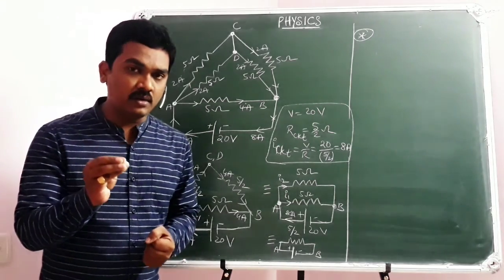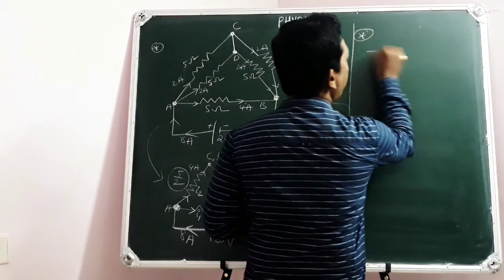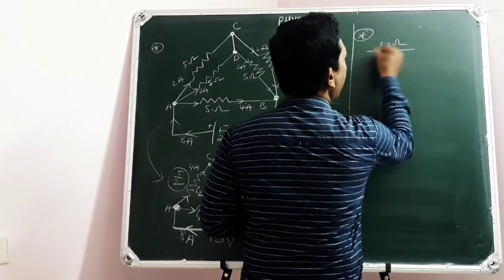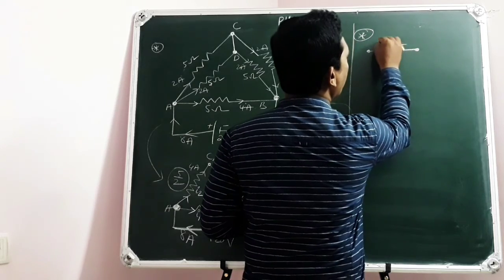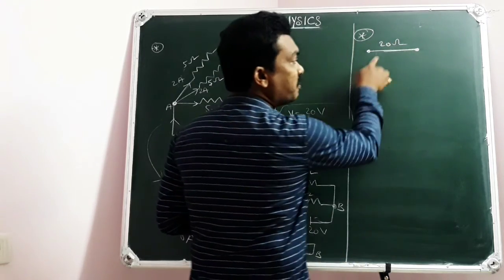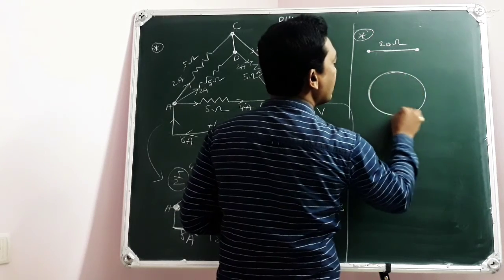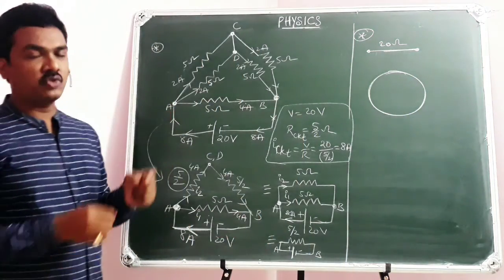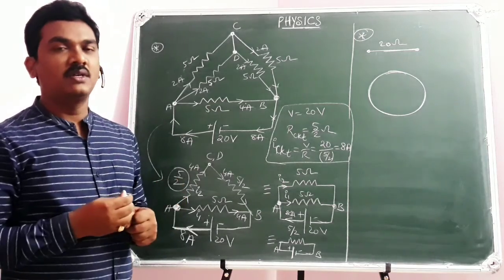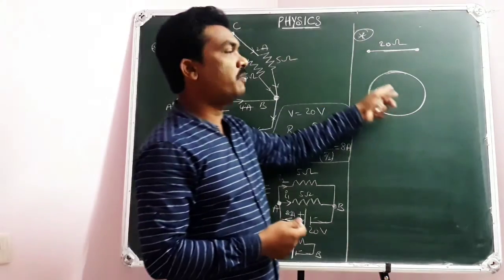A conducting wire of resistance 20 ohm. Hope you are writing in your notes. A conducting wire of resistance 20 ohm is bent in the form of a circle. The conducting wire of resistance 20 ohm, of course it has some length. It is bent in the form of a circle, means length of the wire equal to 2 pi r, of course.